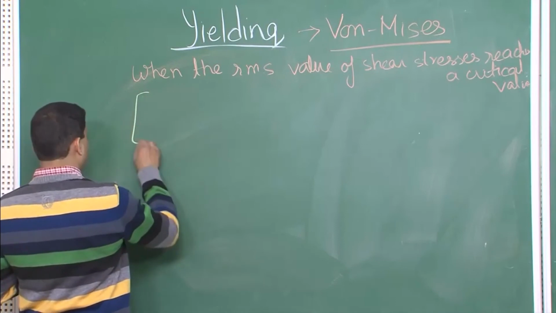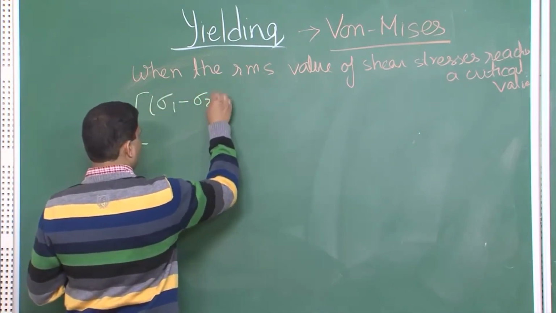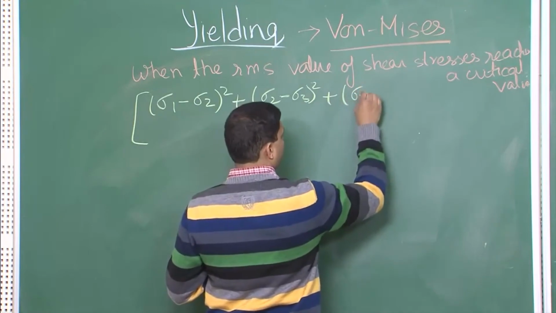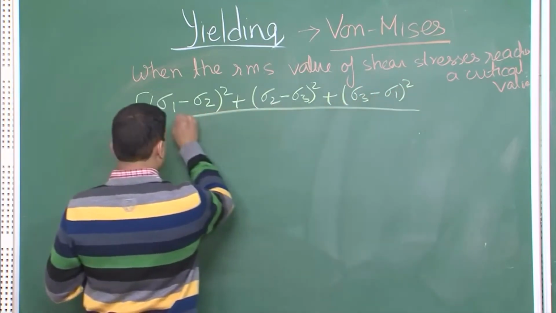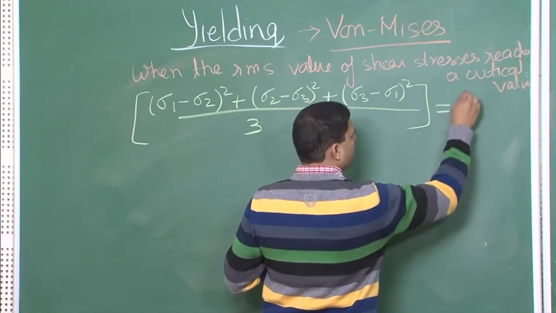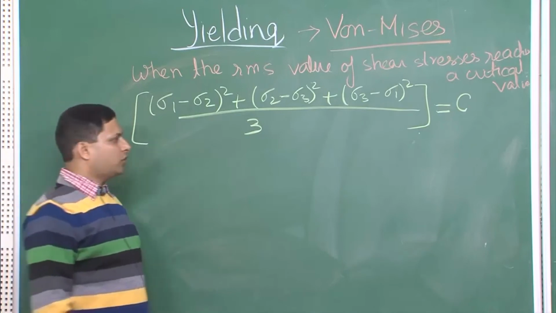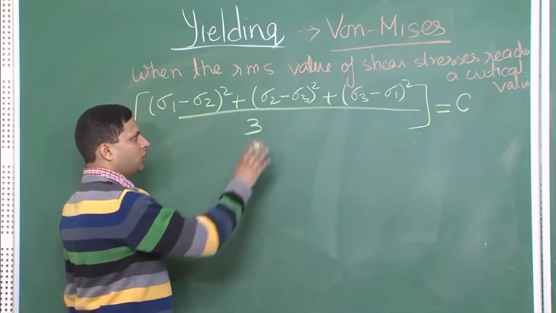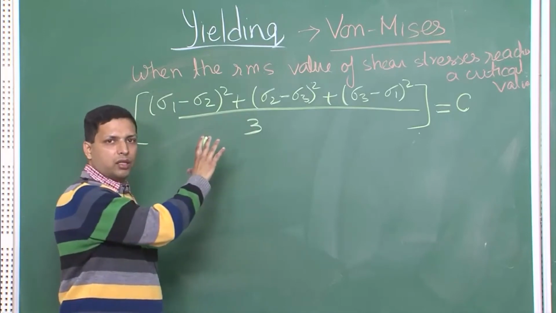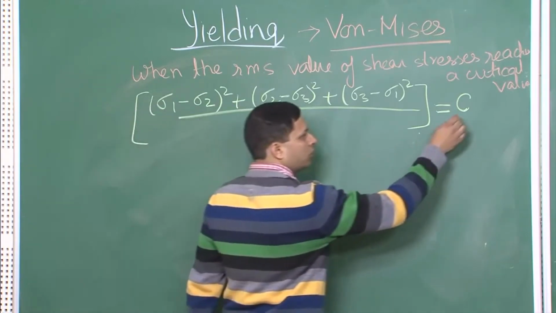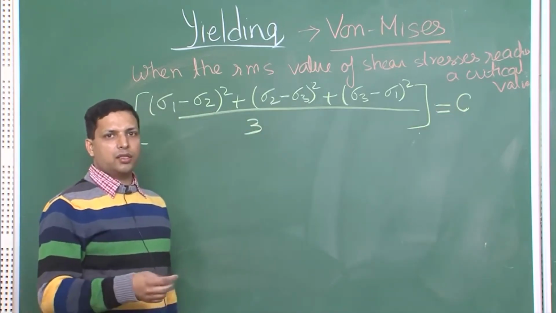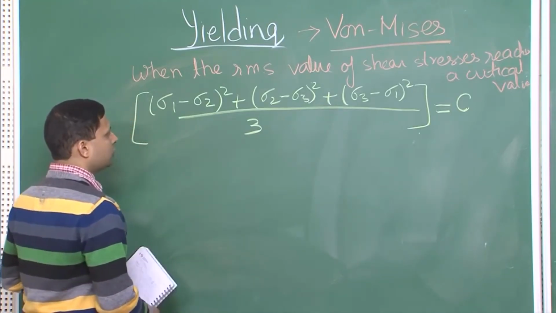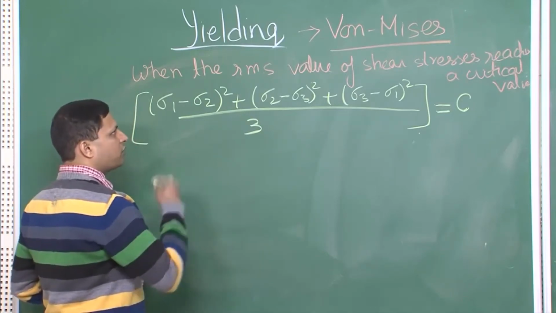If you put it mathematically, this is how we will represent it. This particular quantity on the left hand side should reach some critical value C. C is a constant. As long as it is the same material, no matter what the stress condition, if you take out this particular function value, then that function value should reach this constant C, and once it reaches C, you can say that plastic deformation has begun. So, this is the onset of plasticity as defined by von Mises.